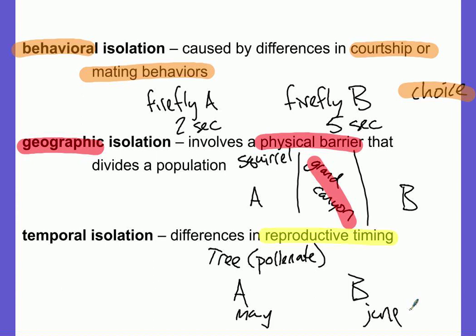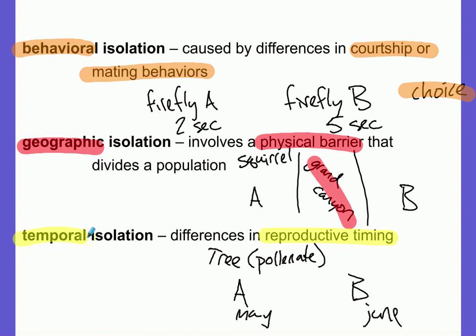So again, there are 3 different types of isolation. There's behavioral, geographic, and temporal, right? Geographic is the easiest. It's just a physical barrier that separates 2 populations. Behavioral and temporal take a second to differentiate, right? If it's a behavior, if those species are actively choosing not to mate with each other, that's one thing. Whereas if it's temporal, right, then it would have to do with when they are reproducing, right?